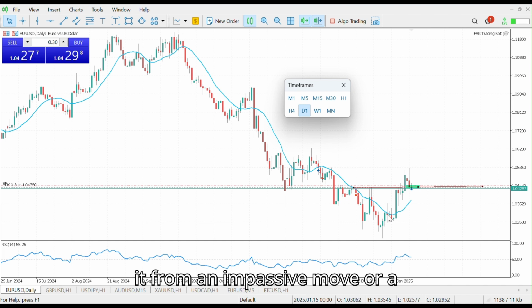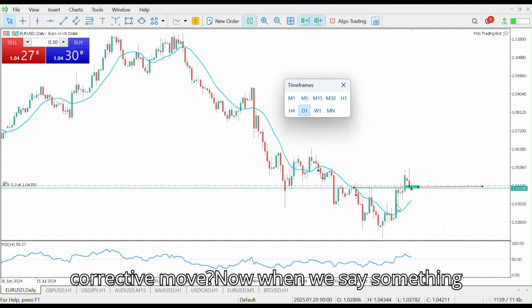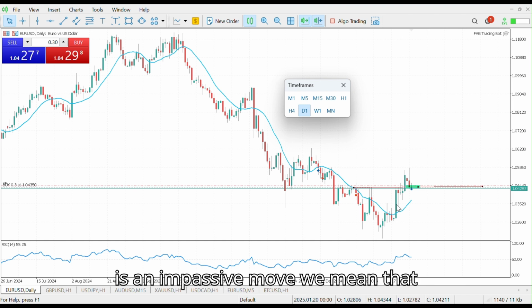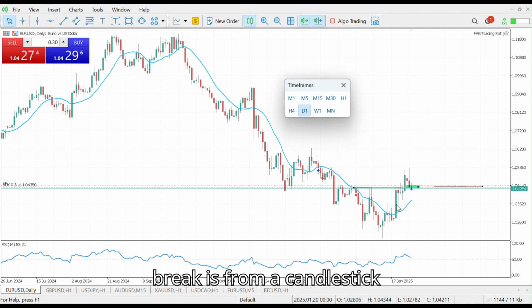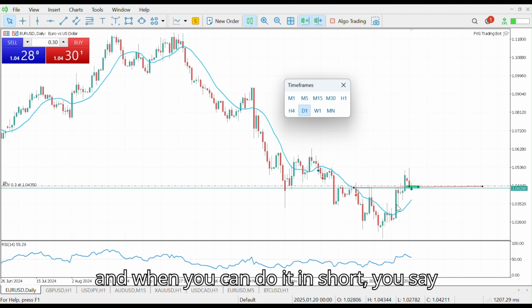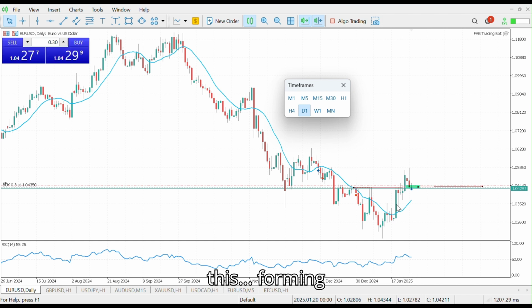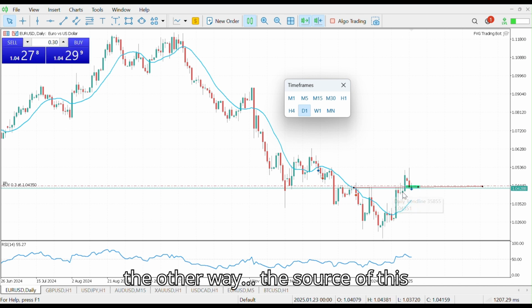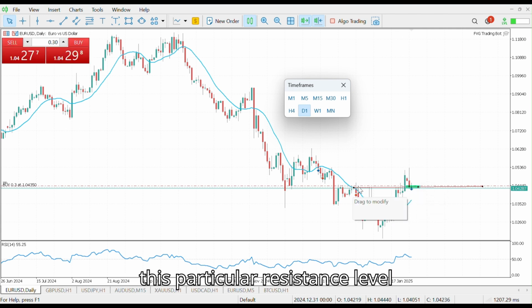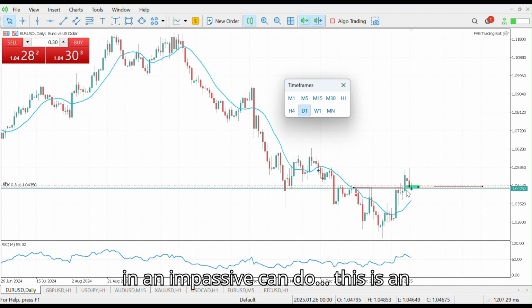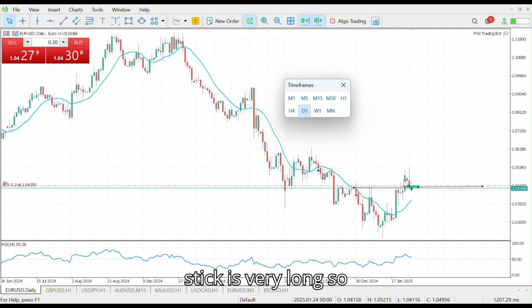Is it from an impulsive move or a corrective move? Now when we say something is an impulsive move, we mean that the movement is quite unusual, when the source of that break is from a candlestick forming a long candlestick. And when the candlestick is short, we say it's from a corrective move. So now, the source of this break, the candlestick that broke this particular resistance level, is an impulsive candle. You can see that the candlestick is very long.